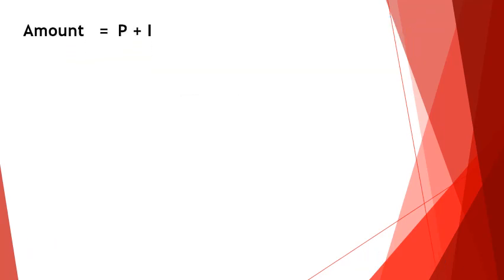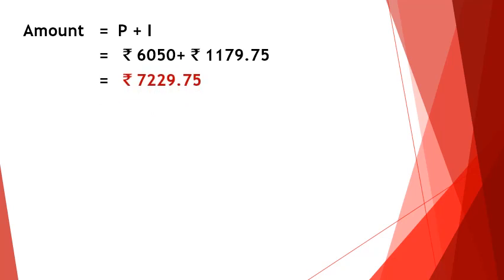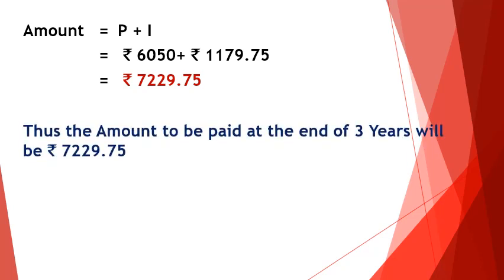Now we have to find the amount. The formula to find amount is principal plus interest. Our principal is rupees 6050 plus the interest we got right now, rupees 1179.75. While adding this we get rupees 7229.75. Thus, the amount to be paid at the end of 3 years will be rupees 7229.75.